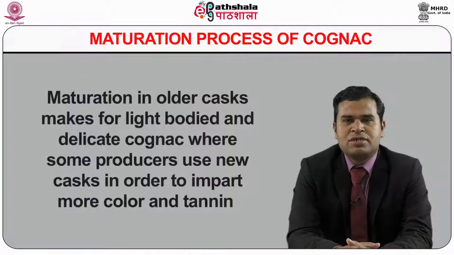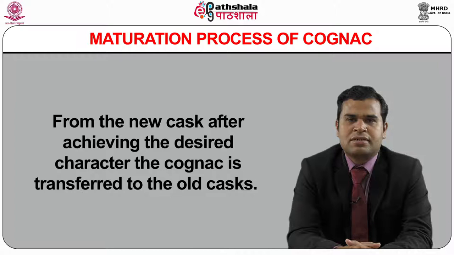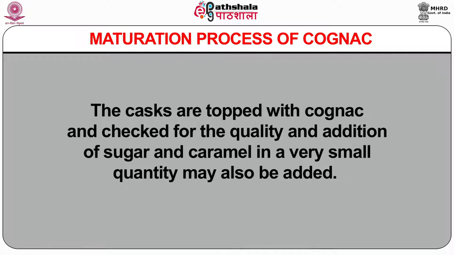Limousin or Tronçais are the species of oak which are used in making of casks for the maturation of cognac. Maturation in older casks makes for light-bodied and delicate cognac, while some producers use new casks in order to impart more color and tannin from the new cask. After achieving the desired character, the cognac is transferred to the old cask. The casks are topped up with cognac and checked for quality, and addition of sugar and caramel in a very small quantity may also be added.